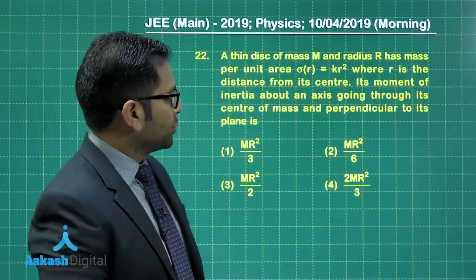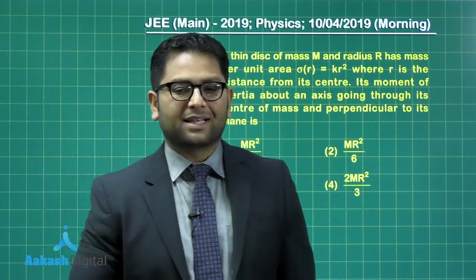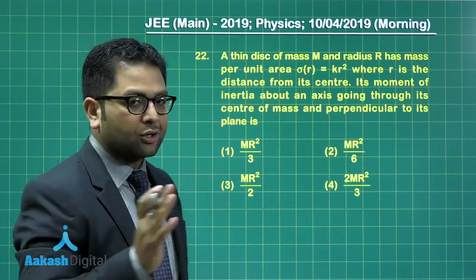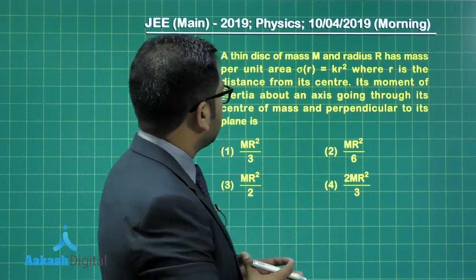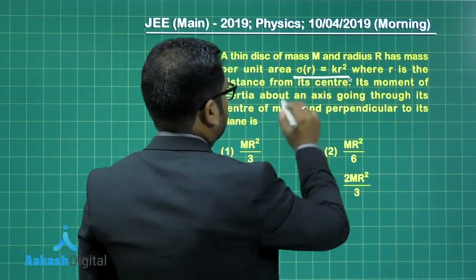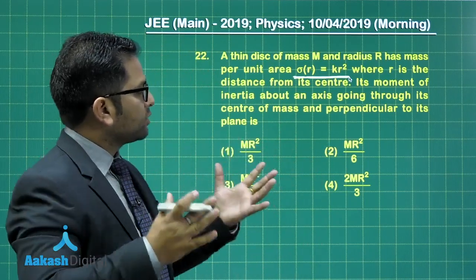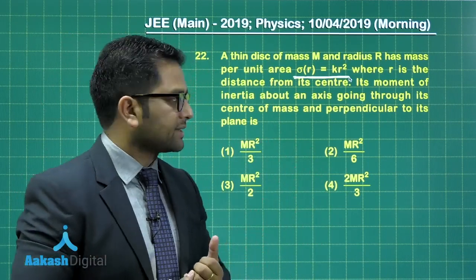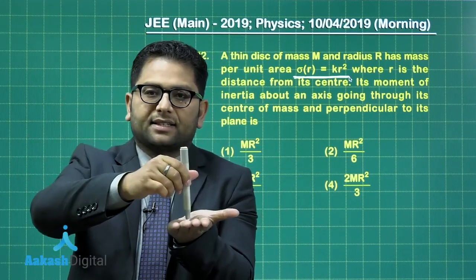Question number 22, another from rotational motion and more precisely moment of inertia. A bit of variation has been given but not very tough. A disk of mass m, radius r has been given, and this is the surface mass density which depends on the radius, the distance from the center. We need to calculate the moment of inertia about an axis going through its center of mass and perpendicular to the plane. So this is the disk, the axis is this.